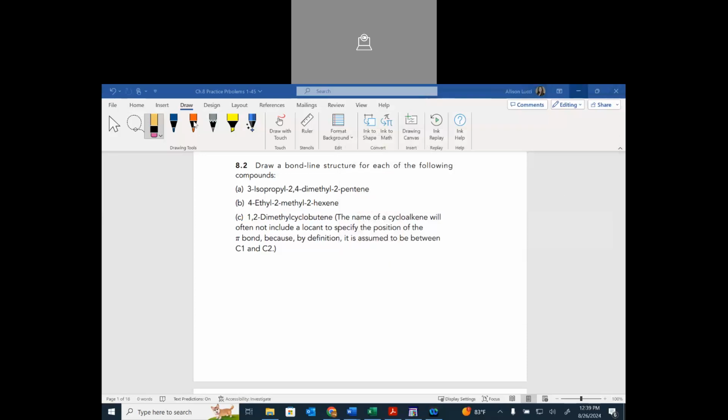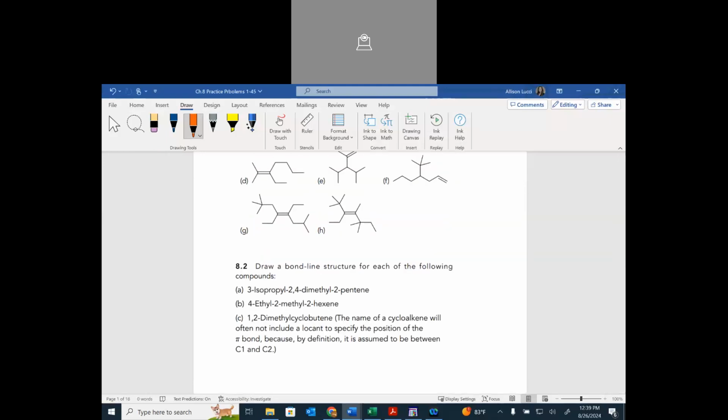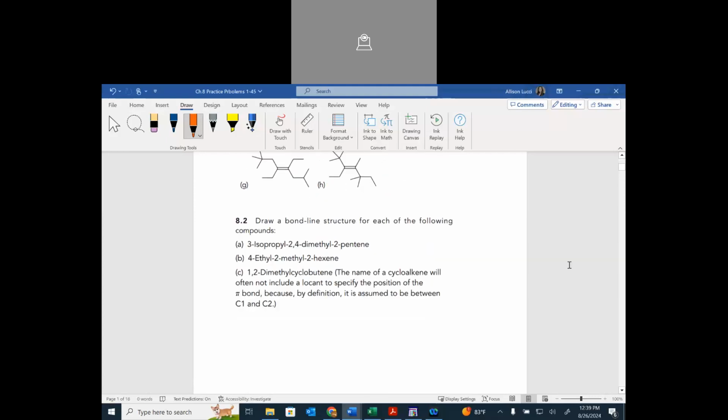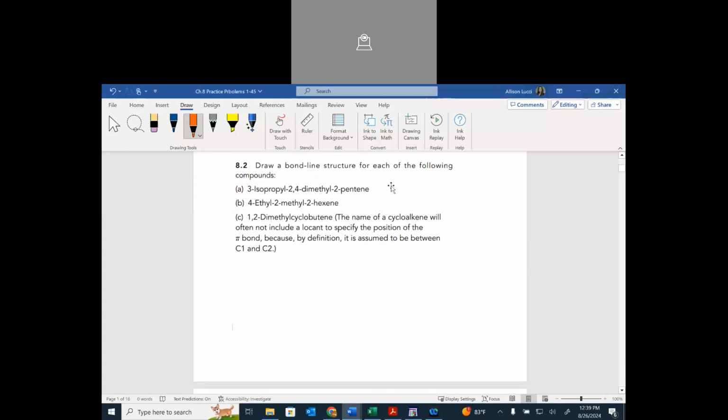So when we looked at problem 1 from chapter 8, we were dealing with nomenclature, as we will also be doing with problem 8.2, but we're going to be working kind of in reverse. We were given a structure, if you recall, if you looked at problem 8.1, and asked to provide the systematic name, so the IUPAC nomenclature. So now we're going to be given that nomenclature and asked to draw the structures, draw the compounds.